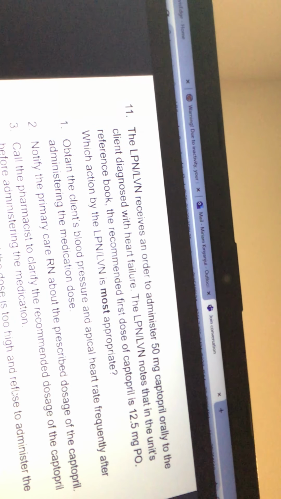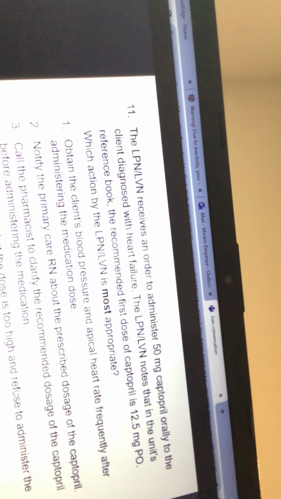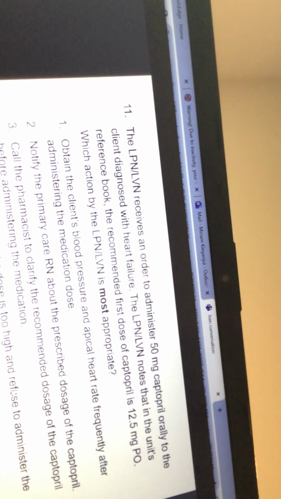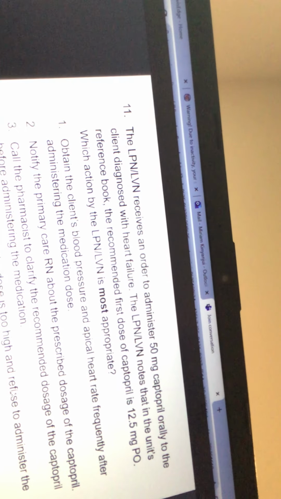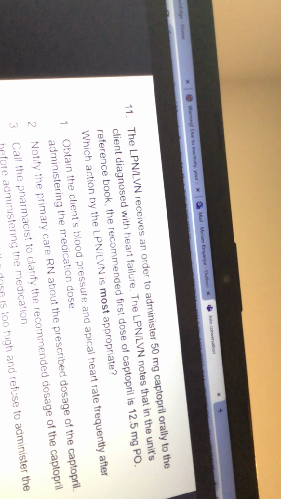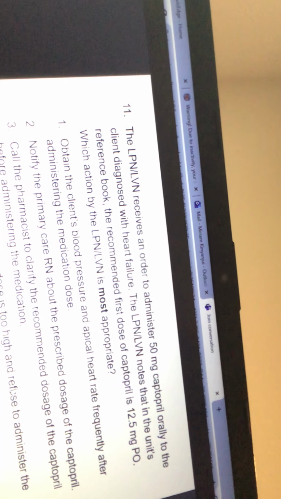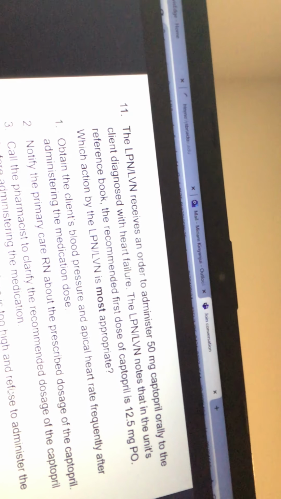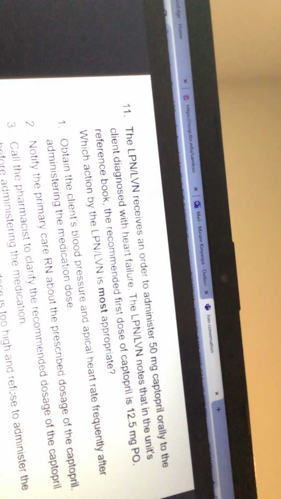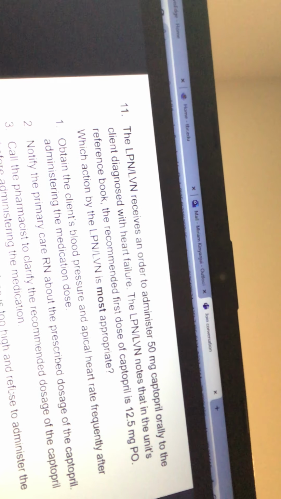The LPN receives an order to administer 50 milligrams of captopril orally to the client diagnosed with heart failure. The LPN notes that in the unit's reference book, the recommended first dose of captopril is 12.5 milligrams PO. Which action by the LPN is most appropriate? What type question is this? Priority.